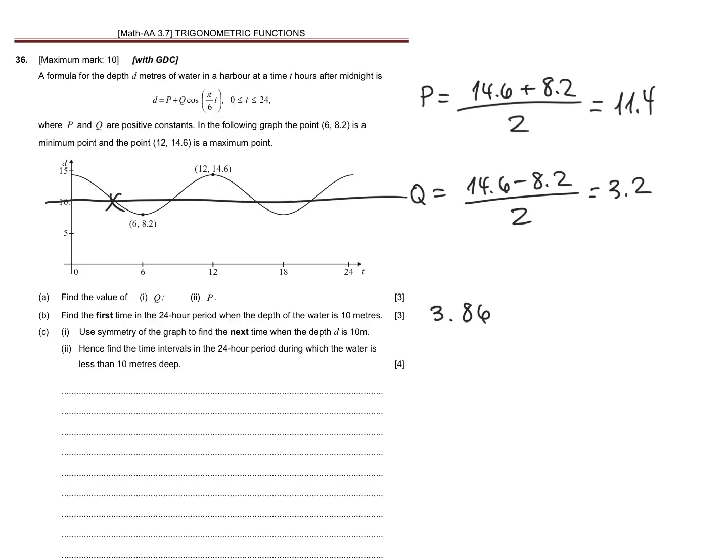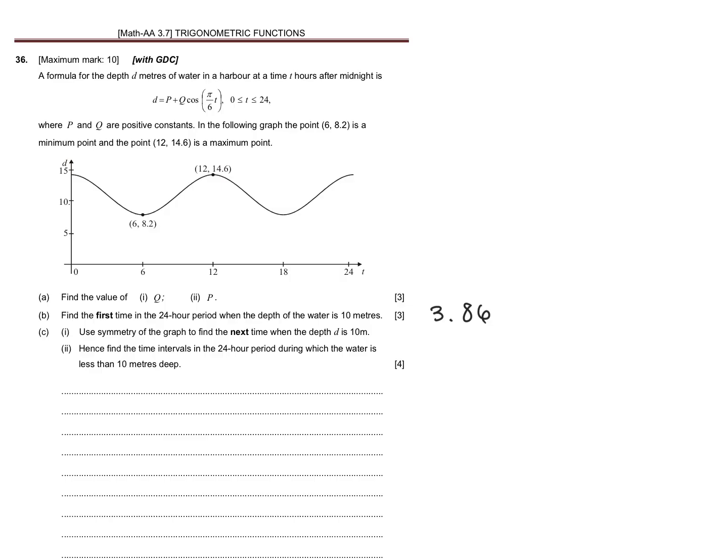Use symmetry of the graph to find the next time when the depth is 10 meters. So if this is 6, this is 3.86, we know that that's a distance of 2.14. So we need to do 6 plus 2.14 symmetrically, which is 8.14.